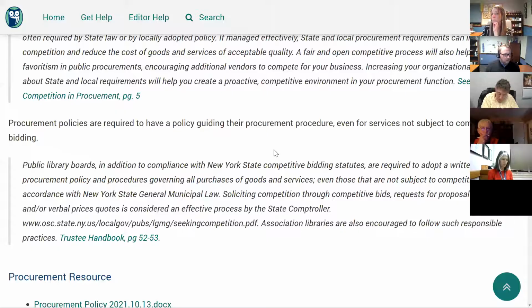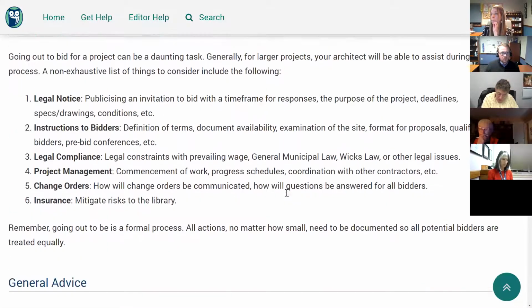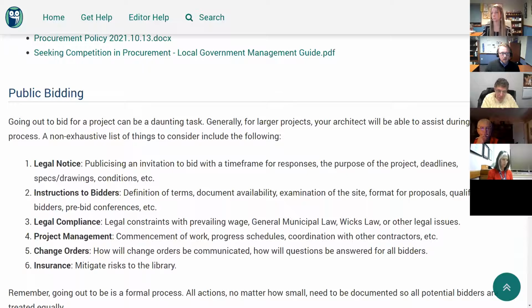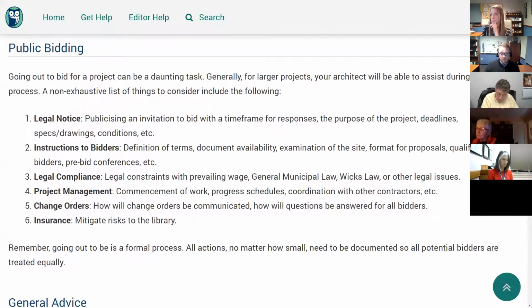The other part that goes along with procurement is public bidding. This is another area that gets a lot of questions because going out to bid can be a pretty significant task. When you are working on a larger project, and this is another thing to ask your architect, oftentimes they'll actually do the bidding documents for you, which is really great because then you don't have to worry about a lot of them.